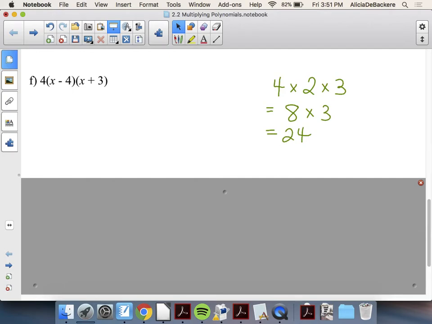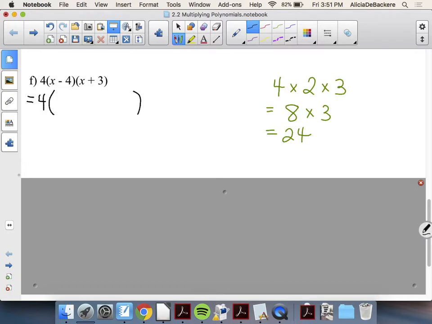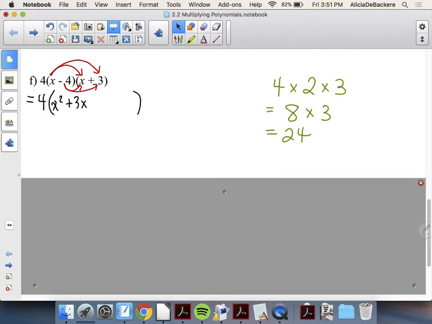Sometimes what would make this easier in our algebraic one is to leave the 4 till the end. So sometimes that can be less confusing. And I'm just going to multiply out the 2 sets of brackets and put that answer in one bracket. So the 4 is just going to hang out till the end. I'm going to multiply the x through to the second bracket, and I get x squared plus 3x. And then I'll multiply the negative 4 into the second bracket, and I get negative 4x minus 12.